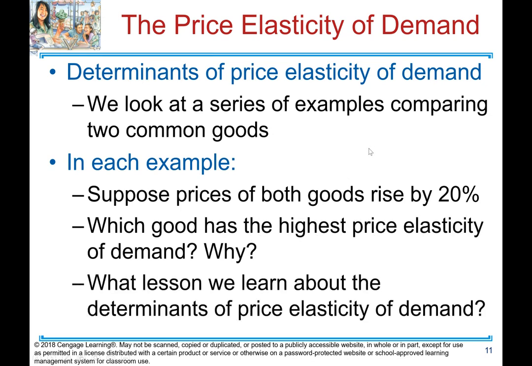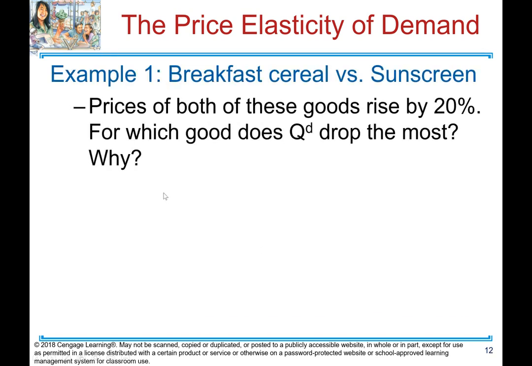Determinants of price elasticity of demand. What determines whether consumers respond or don't respond to changes in price? We look at a series of examples comparing two common goods. In each example, suppose the prices of both goods rise by 20%. Which good has the highest price elasticity of demand, and why? What lesson do we learn about the determinants of price elasticity of demand? Example 1: breakfast cereal versus sunscreen.